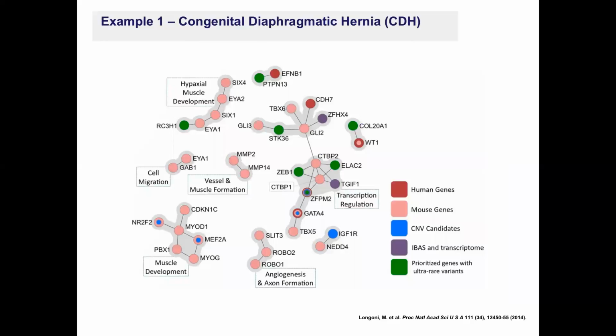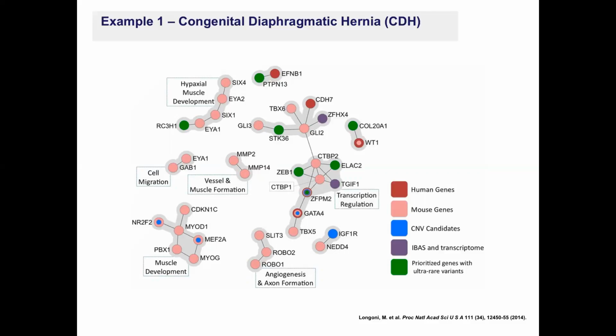The first example is about congenital diaphragmatic hernia, or CDH. CDH is a birth defect. Essentially, there's a hole in the diaphragm which allows the organs from the abdomen to move all the way into the chest. Although the outlook for babies born with CDH has been increasingly positive because of improvements in surgical techniques, we still don't fully understand the molecular causes of this disease.